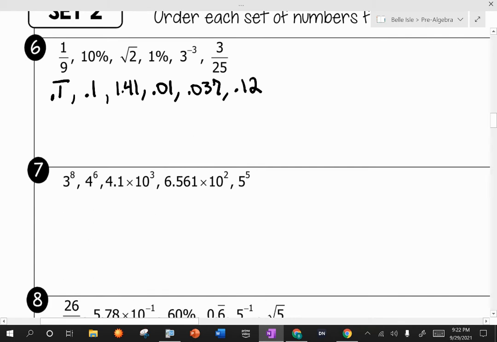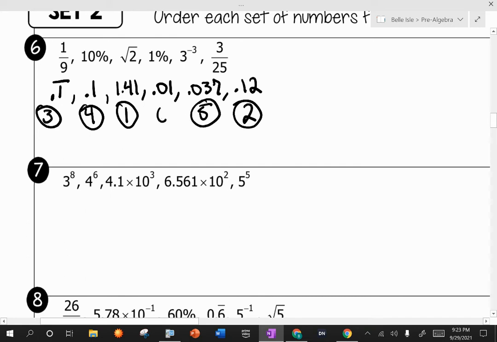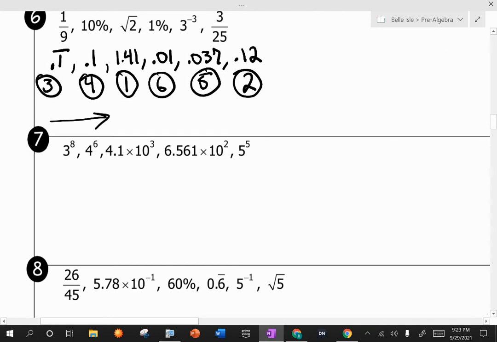Okay, so we're ordering them from greatest to least. So our greatest one is going to be 1.41. Next one's going to be 0.12. Next one will be 0.1 repeating. Then 0.1. Then we've got 0.037 and then 0.01 right there. Greatest to least. Okay. Make sure you're keeping track on which one you're doing. Is it greatest to least or least to greatest?